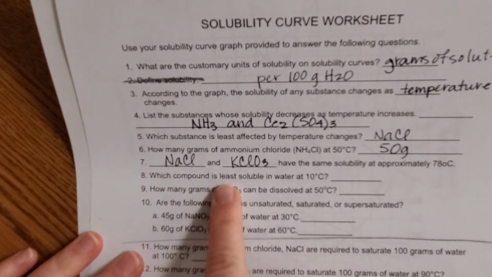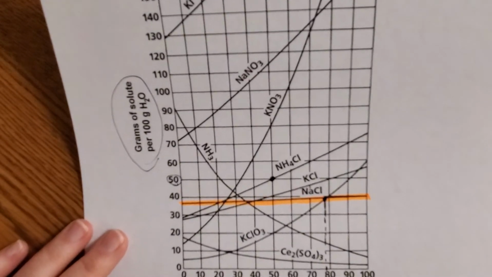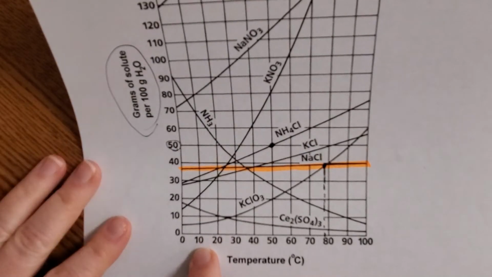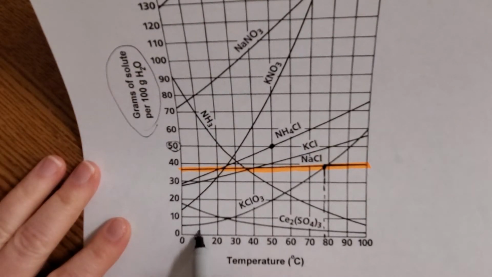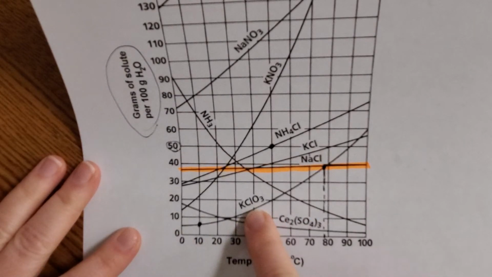Which compound is least soluble in water at 10 degrees? So all that means is look at 10 degrees and look for the one that will dissolve the smallest amount. That means it's going to be the first one you run into. Boop, right there. So it's potassium chlorate again.